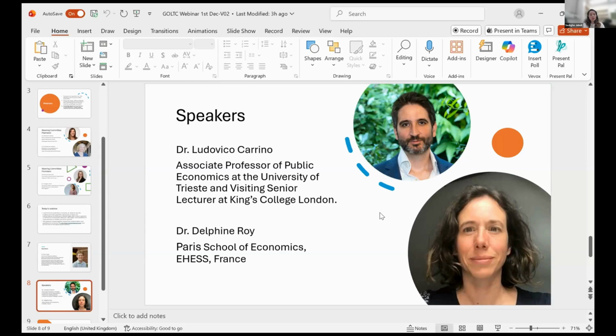And Dr. Delphine Roy from Paris School of Economics is going to present her paper on strategic coding in the assessment of long-term care needs, based on the evidence from France.